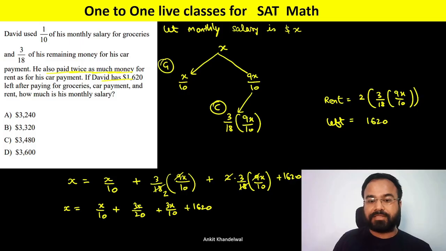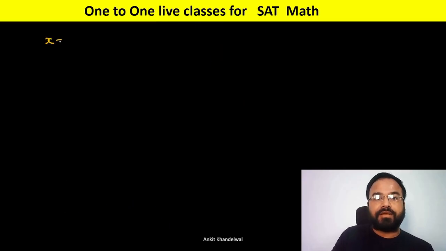So again this is 3x over 20 and this is 3x over 10. You can make the denominator equal by multiplying this by 2 in the numerator and also 2 in the denominator. So how much will it become? 2x plus 3x plus 6x: 6, 7, 8, 9, 10, 11. 11x by 20. So we can say x will be equal to 11x by 20 plus 1620.